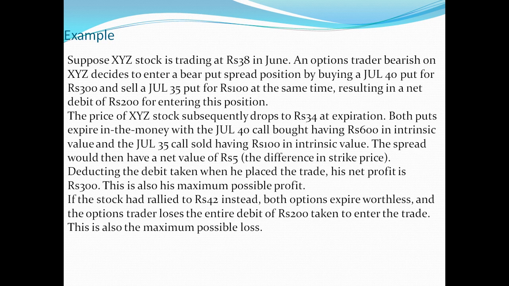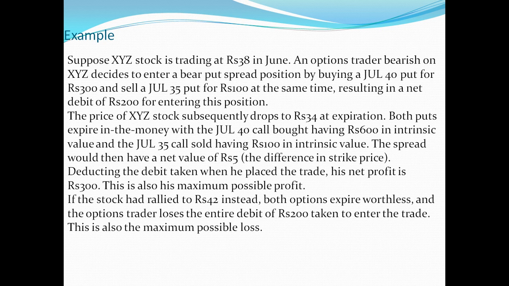The price of the stock subsequently dropped to 34 rupees at expiry. Both puts expire in the money, with the July 40 put bought having 600 rupees in intrinsic value and the July 35 put having 100 in intrinsic value. The spread would have a net value of 500. The difference in the strike prices, deducting the net debit taken when he placed the trade, his profit is 300.